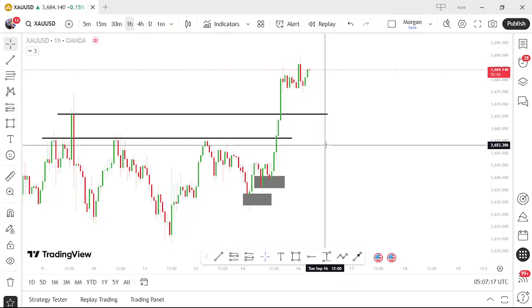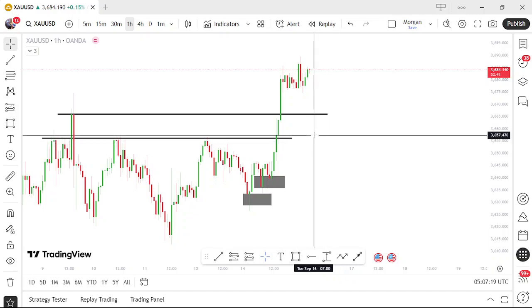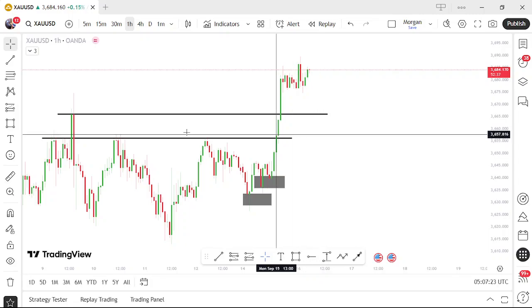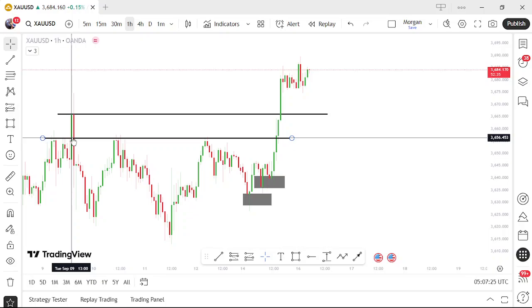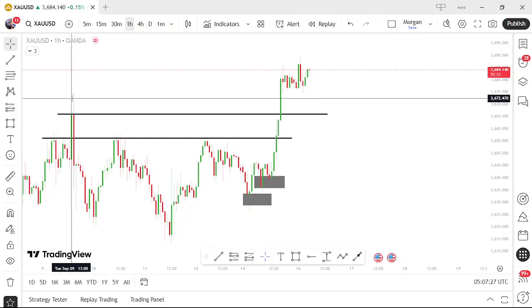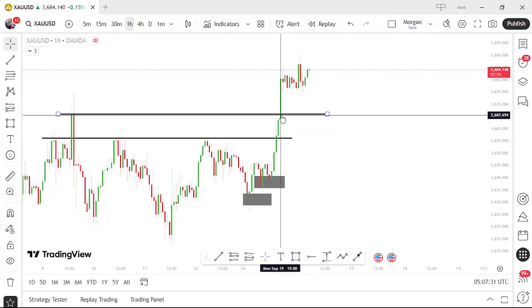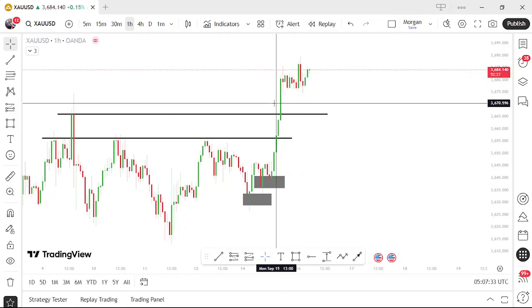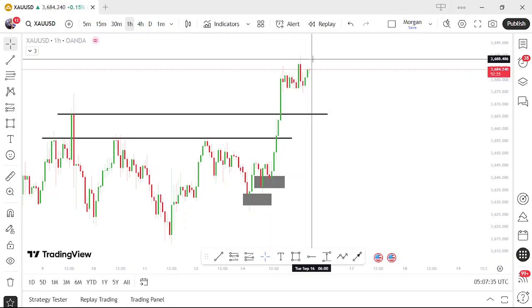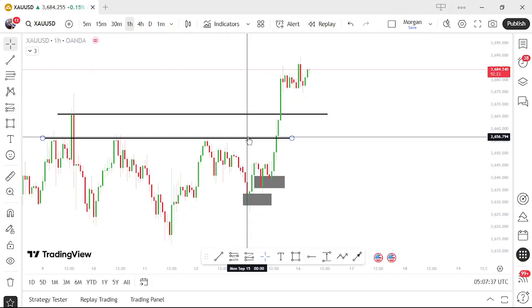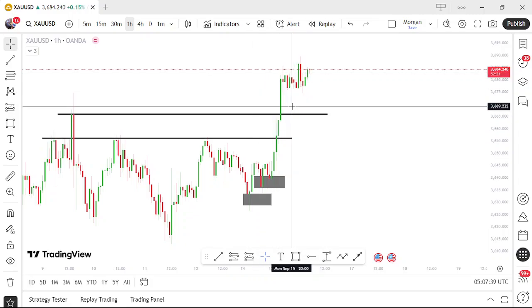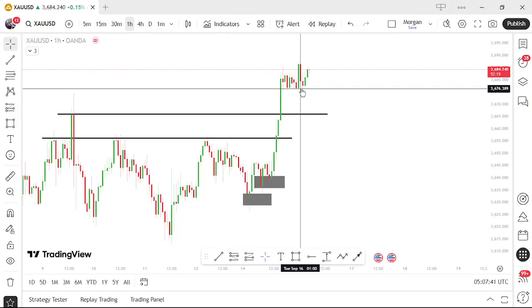And you're only looking for price to come back above a level where the buyers are in control. From what we see here, back above here, price bought. Back above here again, price bought. Back above here again, price bought. So that tells you that above this zone, buyers are in control, and they have the power to push price up, right?